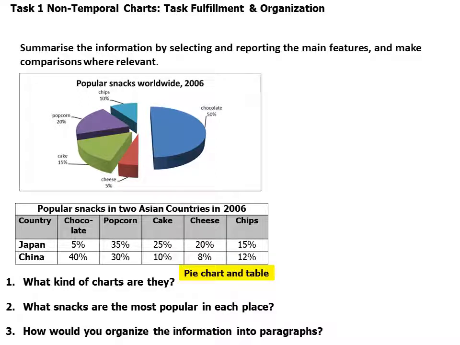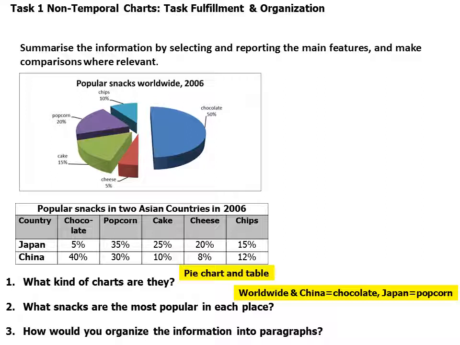Obviously, we have a pie chart and a table, and if we look at what snacks are popular, we can see worldwide it's chocolate, in Japan popcorn, and in China chocolate. So if we look at this, we can see we have two which are similar, worldwide and China, and one that's different, which is Japan.